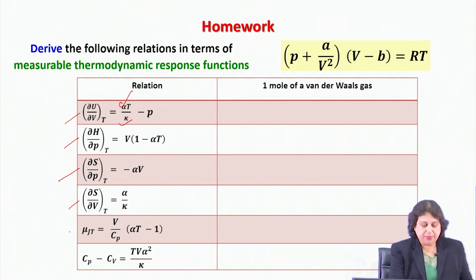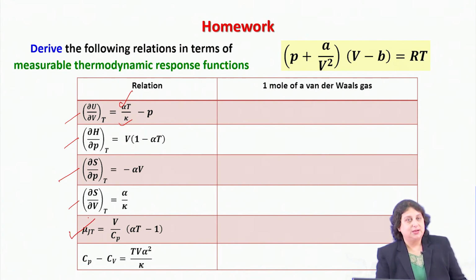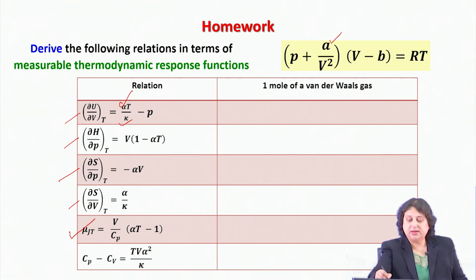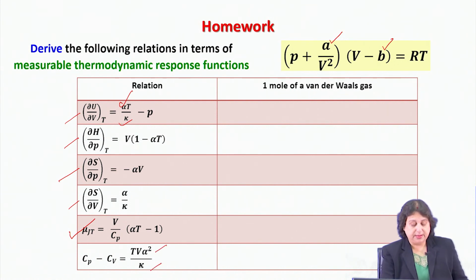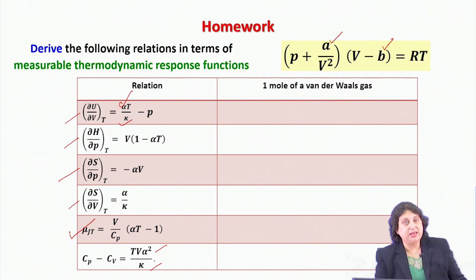Similarly, this is a very important exercise that you see here, and this is the Joule-Thomson coefficient, and you can indeed show that mu Jt will depend on the value of the characteristic constants A and B. And one can show what exactly the expression for mu Jt would be. And finally, since you know alpha and kappa, you should also be able to find out what Cp minus Cv is for 1 mole of a van der Waals gas.